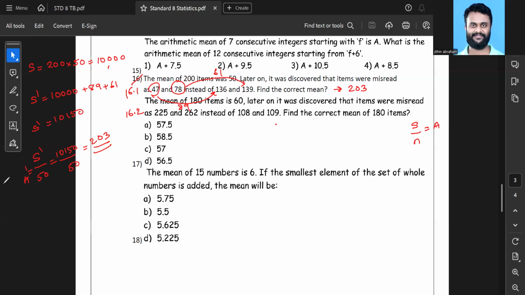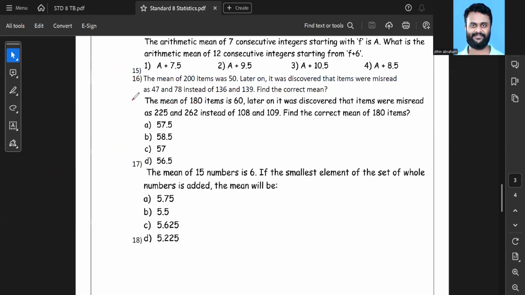So it becomes 50.75. Yeah, that makes sense. So the answer is 50.75. Erasing this. We'll go for 16.2 now.